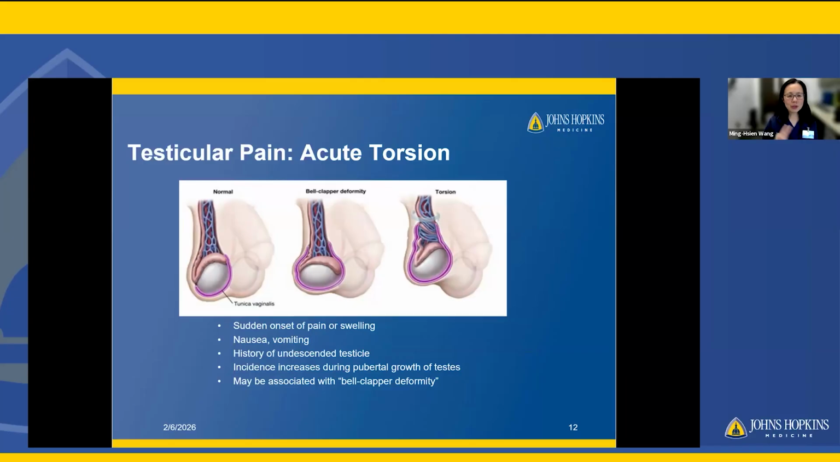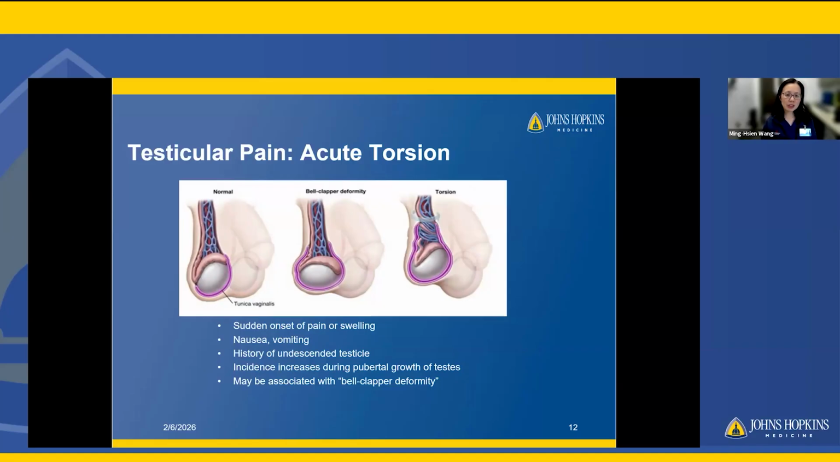Okay, so those are the two pretty common things, torsion of the appendix testis and these nonspecific inflammatory changes to the testicle. Now let's move on to something more surgical, more acute, that we really need to act on quickly. Acute testicular torsion, this is the bad one. Basically, the testicle is an end organ, so once you lose it, you can't really get another one.